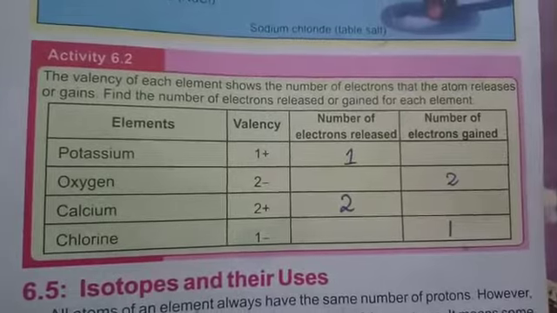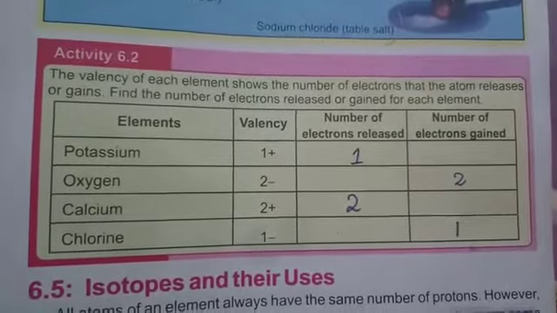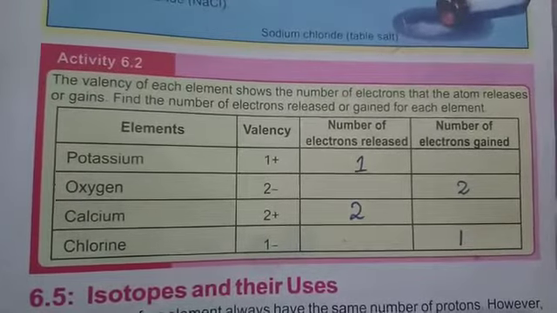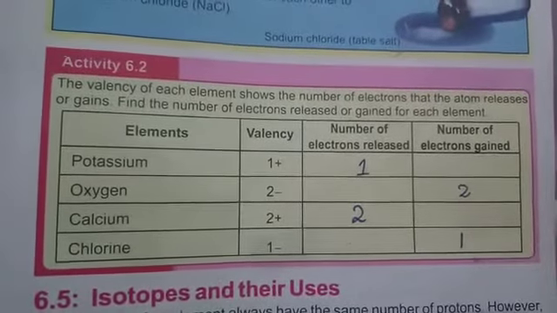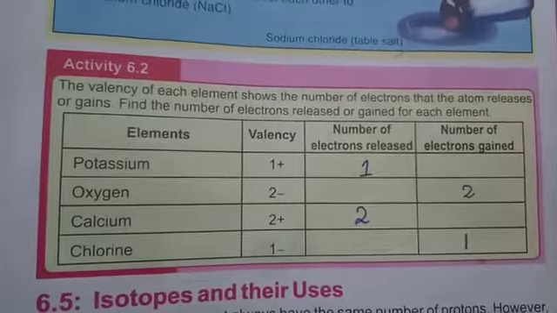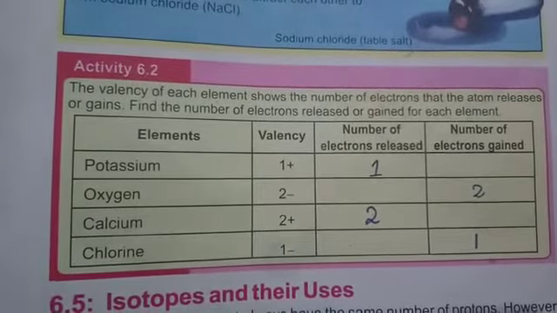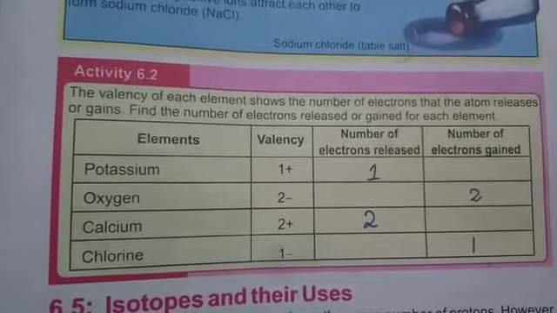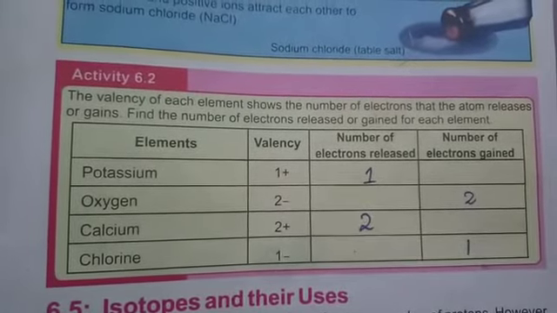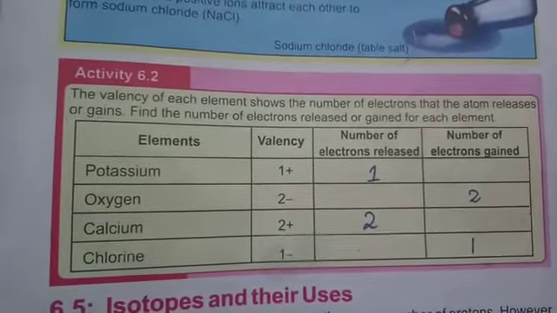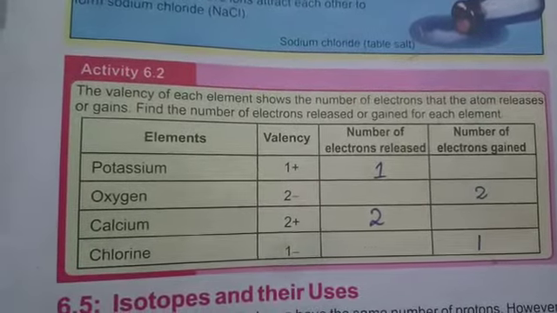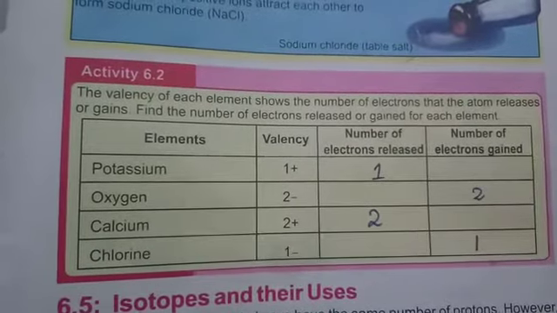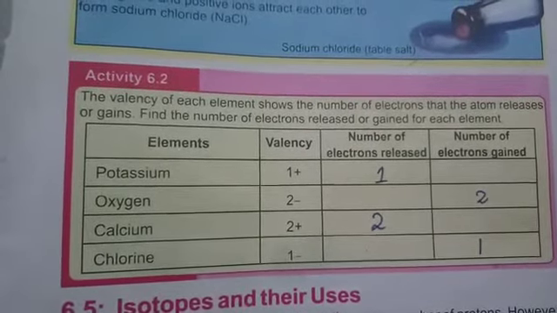Here in the table, activity 6.2 is given. We have to find the number of electrons released or gained for each element. Potassium, it is +1. This positive sign shows that it is a cation and it loses an electron, while the numeral in the subscript shows how many electrons have been lost. So 1 electron has been released or lost by the potassium atom.